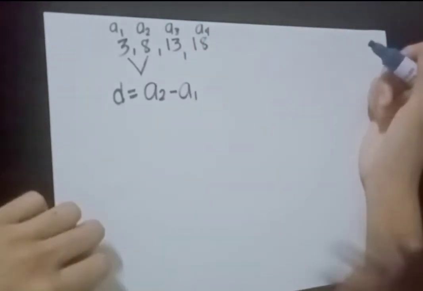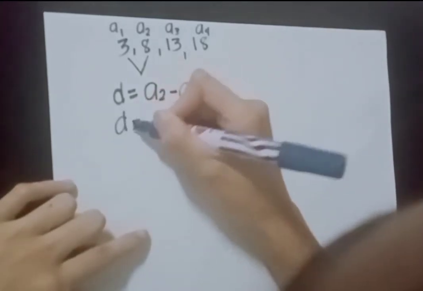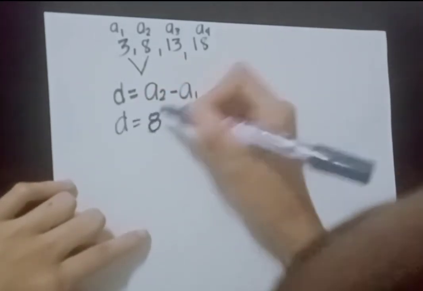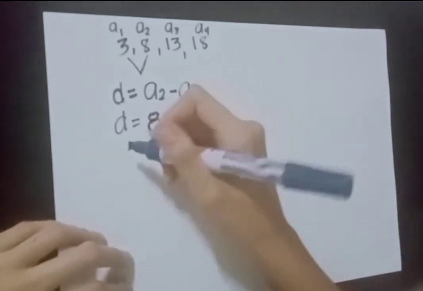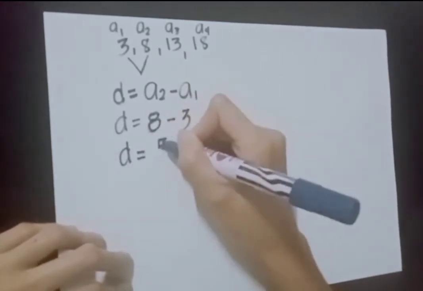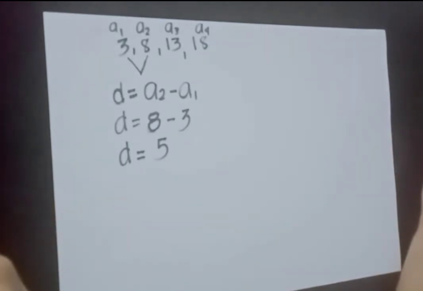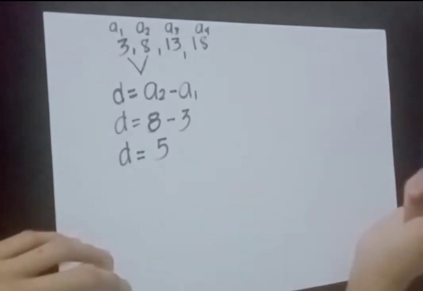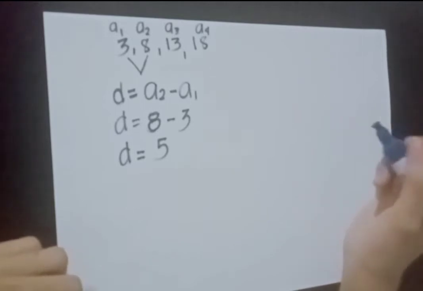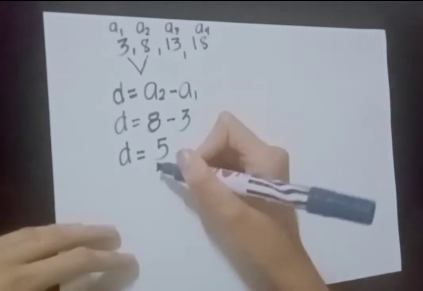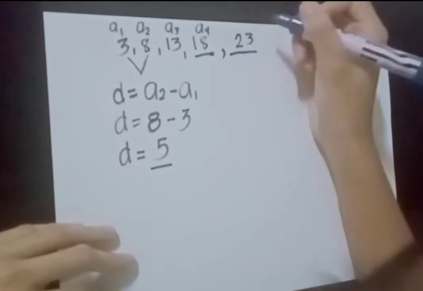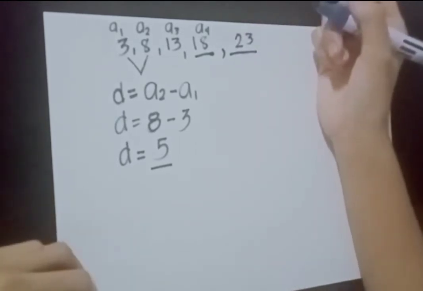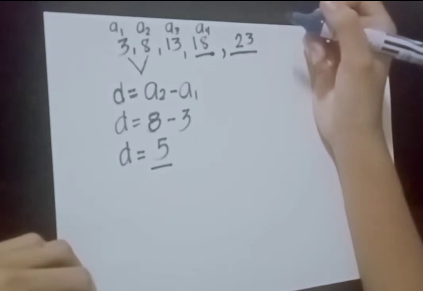So d equals a sub 2, which is 8, minus a sub 1, that is 3. So 8 minus 3 is 5. Our common difference in this sequence is 5. If we add the common difference to the last term given, the fourth term, which is 18, the next term, or fifth term, will be 23, because 5 plus 18 is 23.